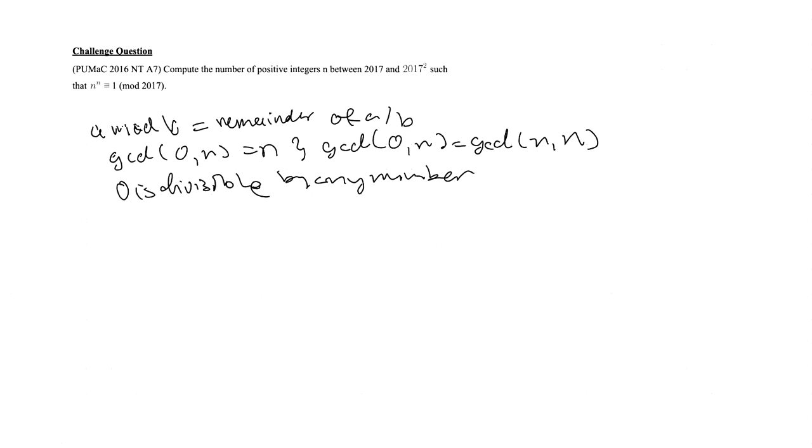And so we're going to apply FLT first. First of all, 2017 is prime. So n to the nth power is going to be congruent to n mod 2017 to the power of n mod 2016. Does this step make sense?